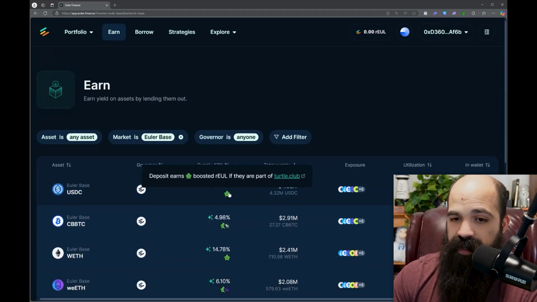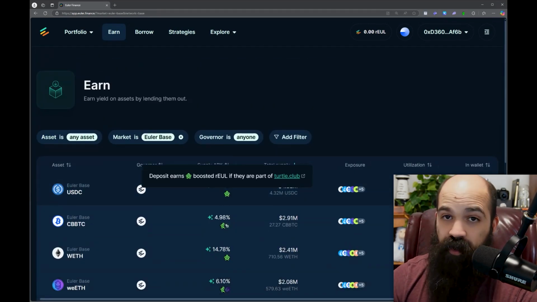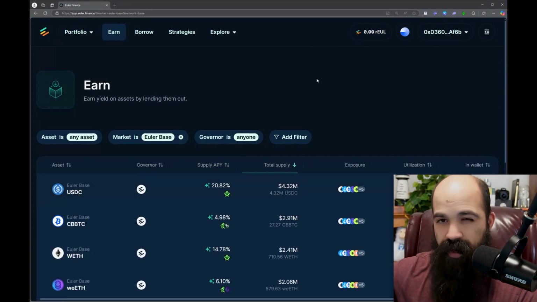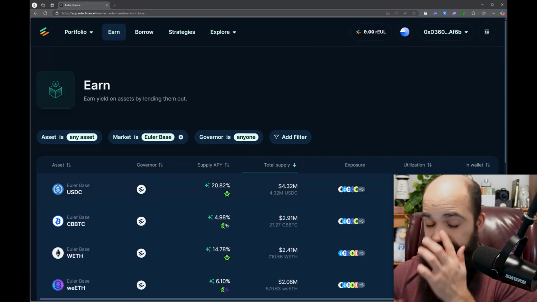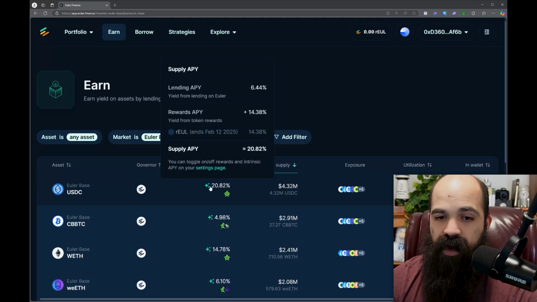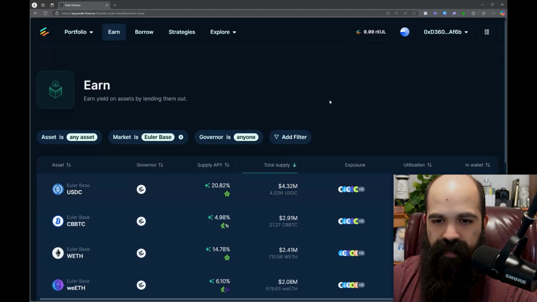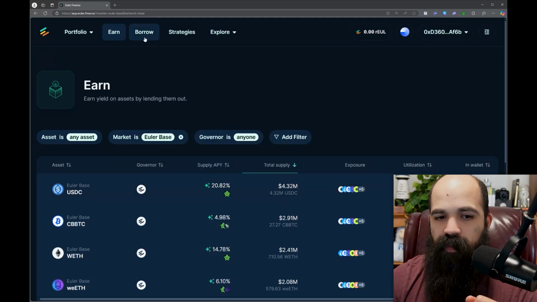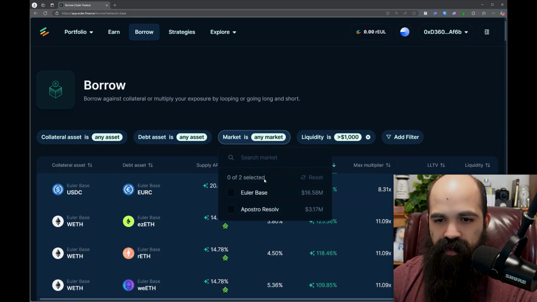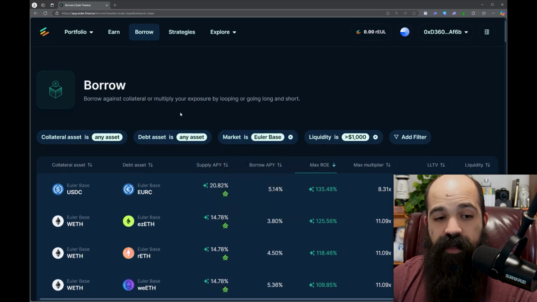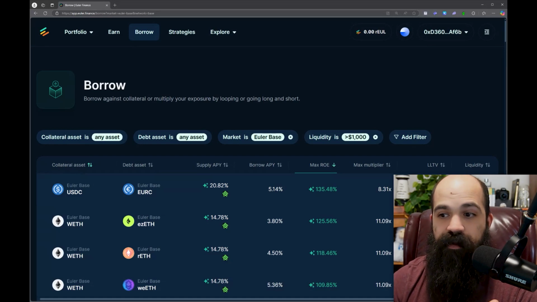Now, the other cool thing here is that a lot of these are participating in Turtle Club, which means they might get boosted points or maybe some airdrop in the future as an additional benefit to the supply APY and these sort of magical points. Now, if we go to borrow, let's go to, again, the Euler Base market. You can see all of the different pairs you can borrow with.